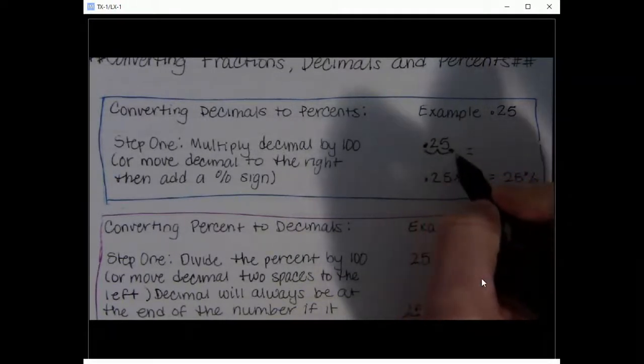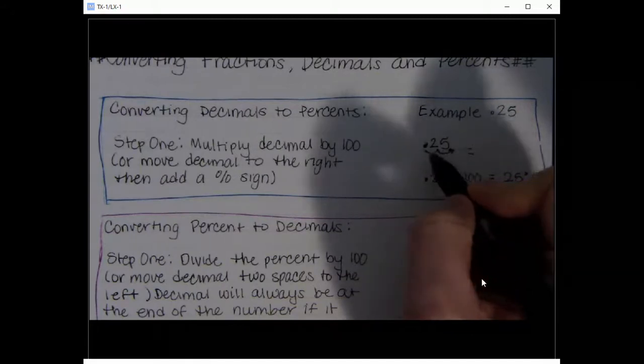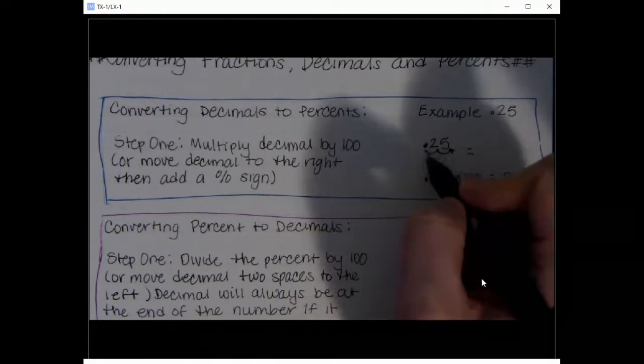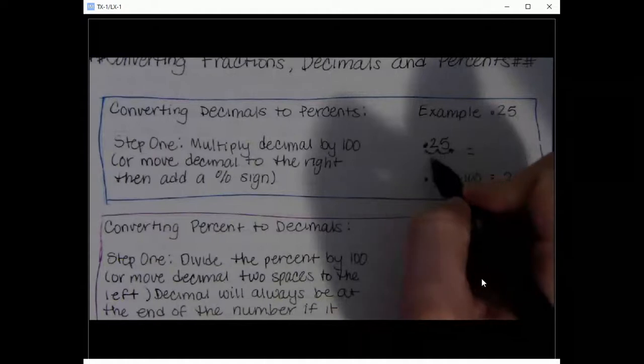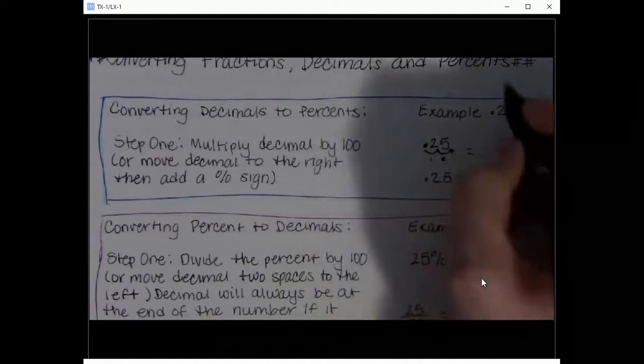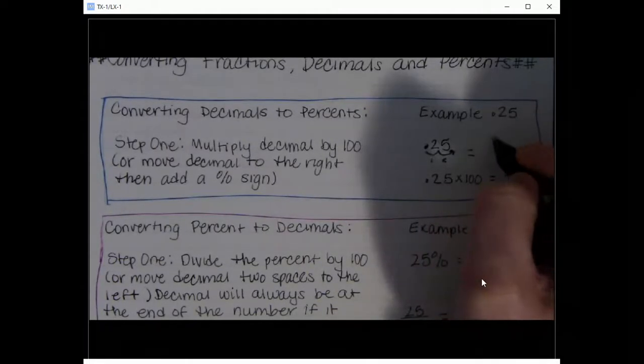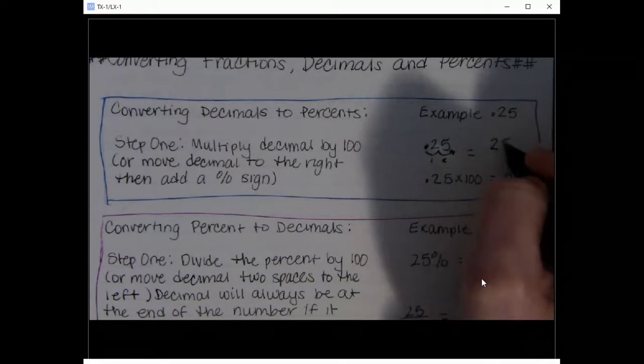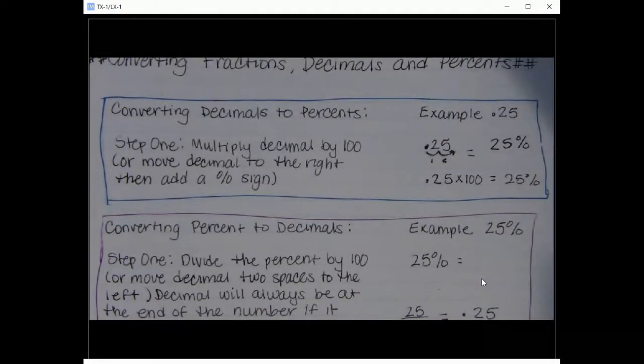I call them little bunny hops just because that's how my brain works. I moved it once, right here, twice, and that gives me my percent of 25. Then I put that percent sign at the end, and there you go. That will be the same answer that you get if you multiply by 100. Again, whatever strategy works best, please feel free to use it. And that's how you convert decimals to percents. That's it.